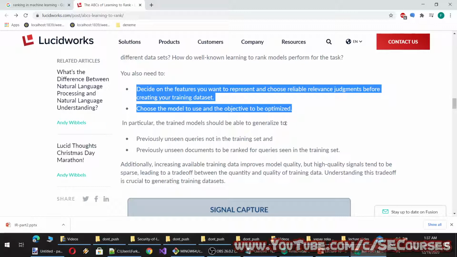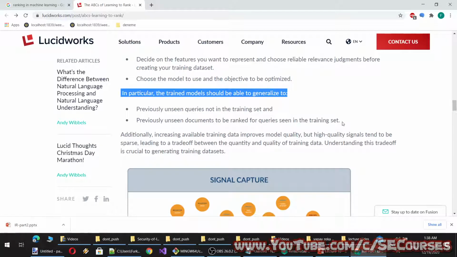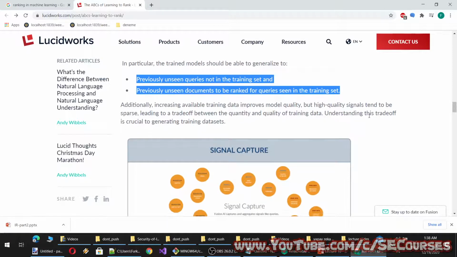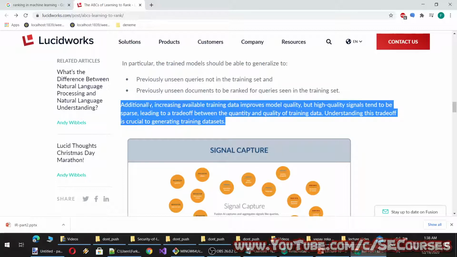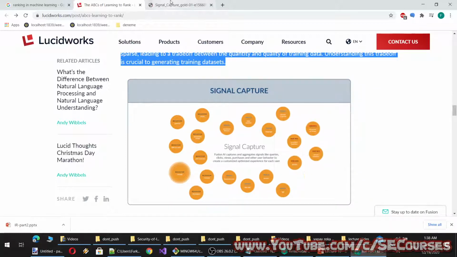decide on the features you want to represent and choose reliable relevance judgments before creating your training dataset. Choose the model to use and the objective to be optimized. In particular, the trained models should be able to generalize to previously unseen queries not in the training set and previously unseen documents to be ranked for queries seen in the training set. Additionally, increasing available training data improves model quality, but high-quality signals tend to be sparse, leading to a trade-off between the quantity and quality of training data. Understanding this trade-off is crucial to generating training datasets.